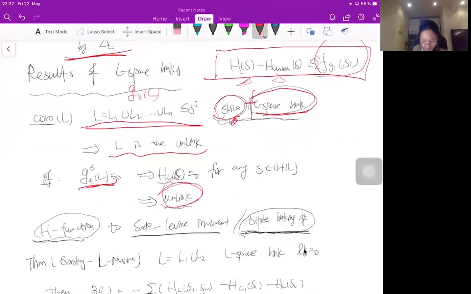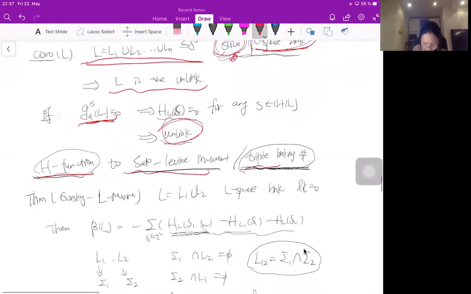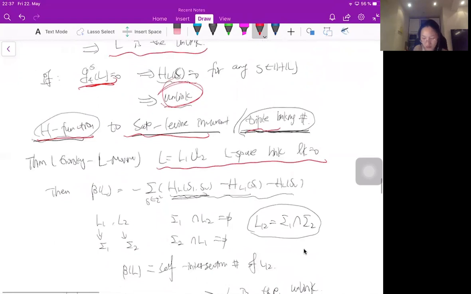And another interesting result relating to L-space links is the relation between H functions and the Milnor numbers. For the Milnor numbers here, I will use the Sato-Levin invariant or the Milnor triple linking number. So, for example, in joint work with Gorski and Moon, we prove that if we have a two-component L-space link with linking number 0, then the Sato-Levin invariant of this link can be written as the sum of the H function for the link, subtract the H function for the component L1 and the H function for the component L2.